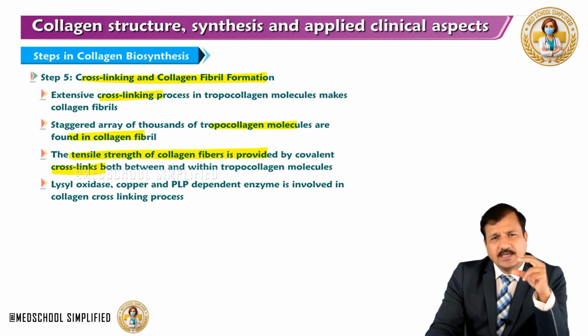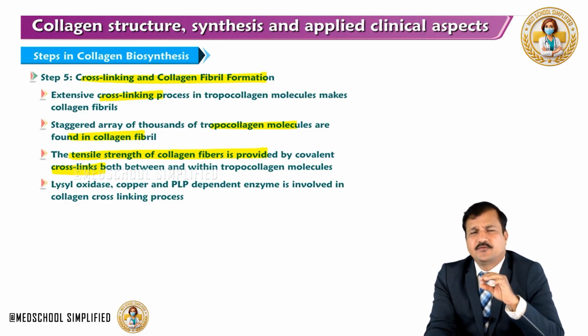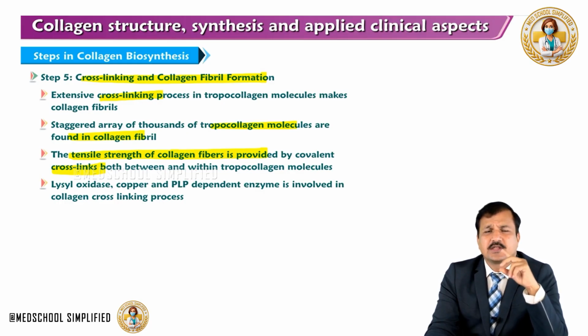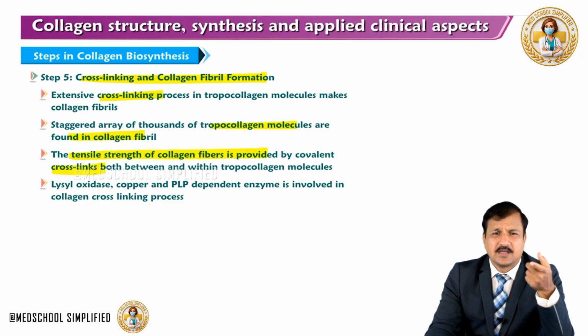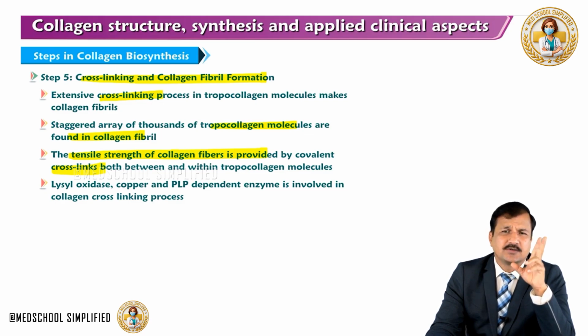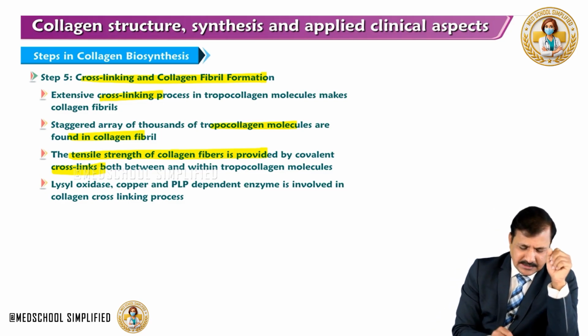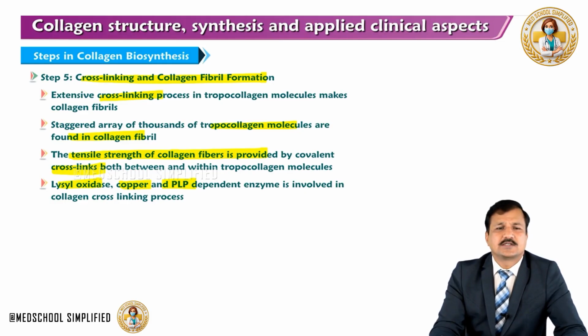So the collagen cross-linking is done by an enzyme called lysyl oxidase. Remember the name here, lysyl oxidase. Don't confuse lysyl oxidase with the other enzyme which is involved in hydroxylation of lysine, called lysyl hydroxylase. Lysyl oxidase is the one which needs copper and pyridoxal phosphate, whereas lysyl hydroxylase needs ascorbate and it is involved in the hydroxylation process. So lysyl oxidase, copper and pyridoxal phosphate, is involved in the collagen cross-linking process.